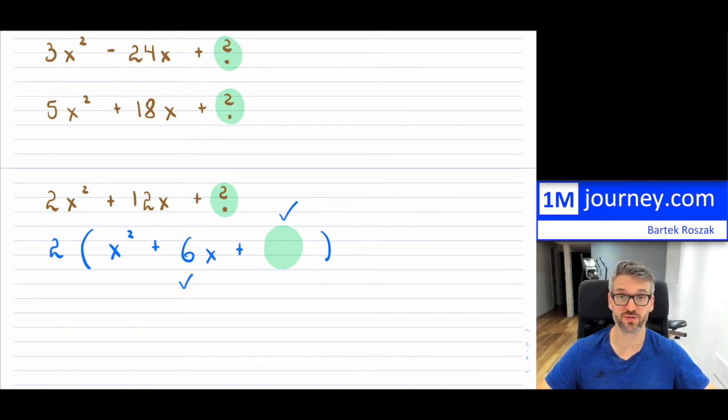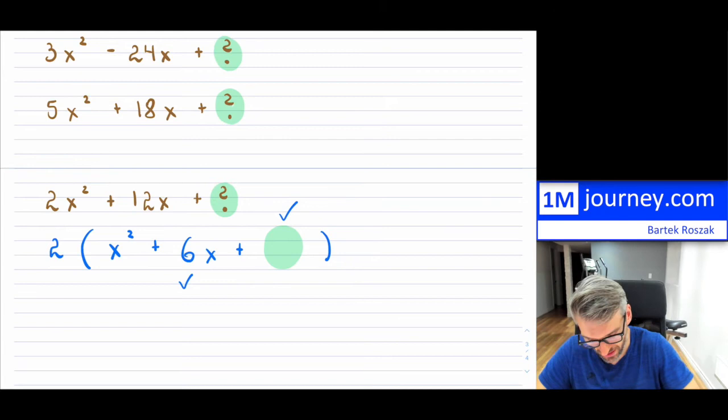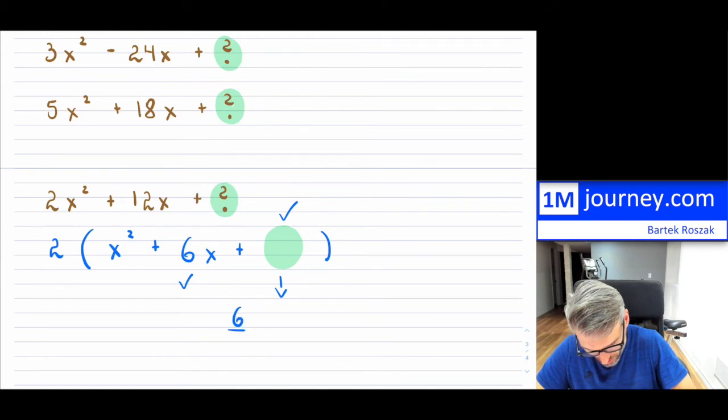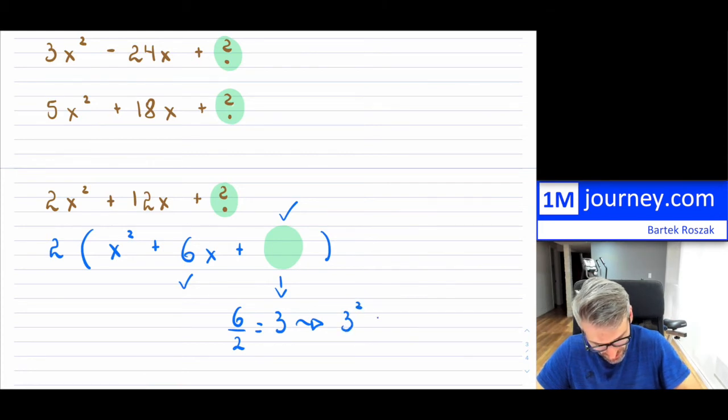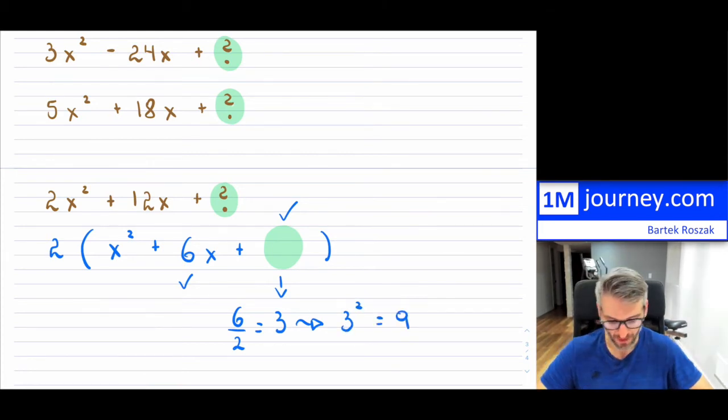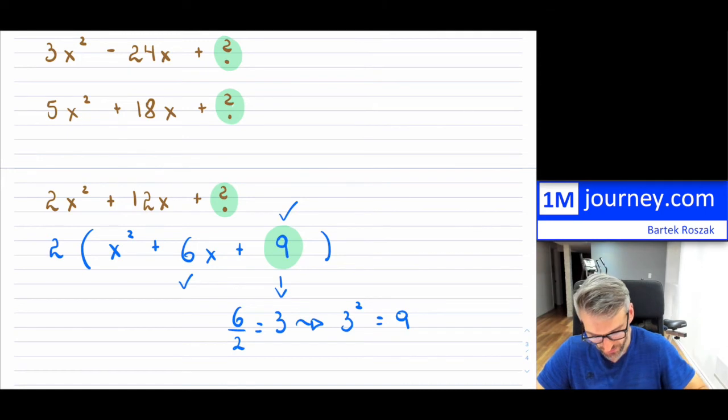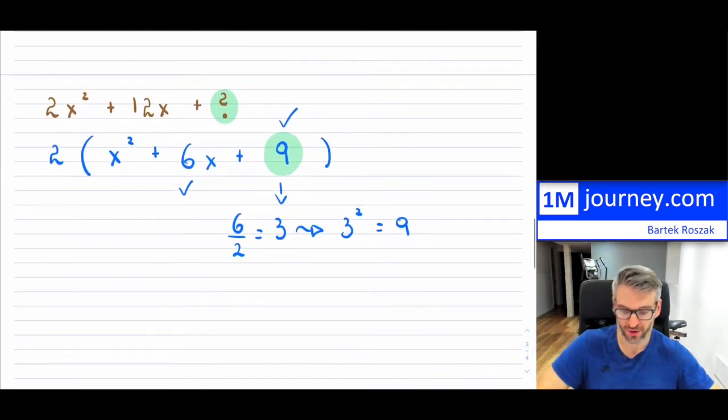And it's 3 squared, which is going to be 9. And that's what this will be right here. So this comes from 6 over 2, which is equal to 3. And then that 3 I have to square, and that's going to give me a 9. So there is my 9 right there. So now I have completed my perfect square here.